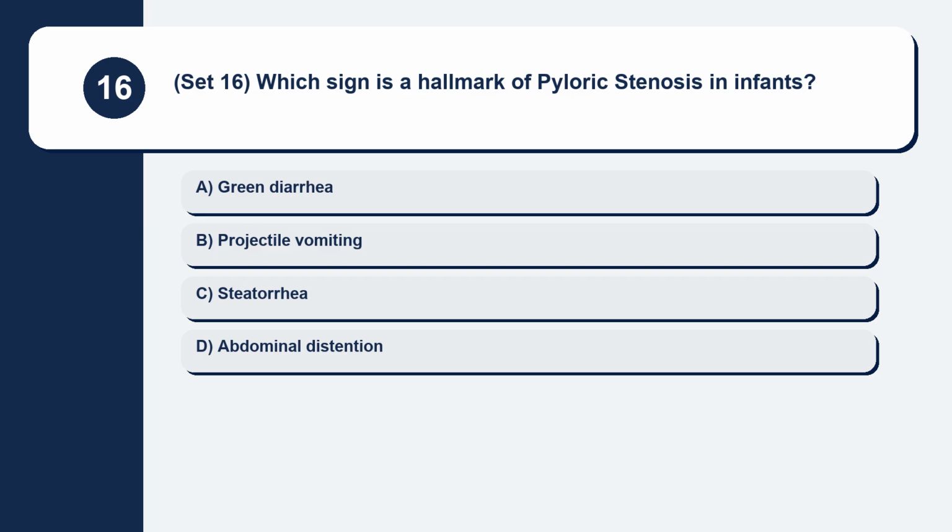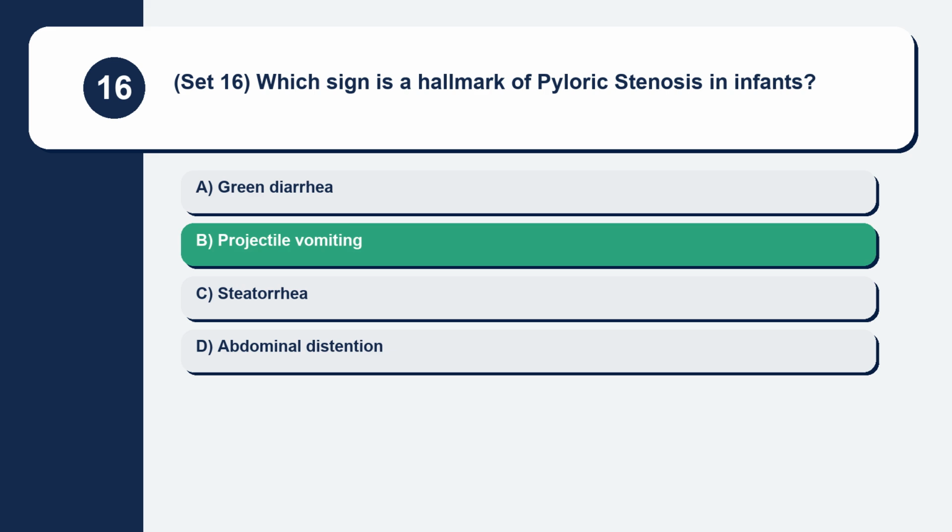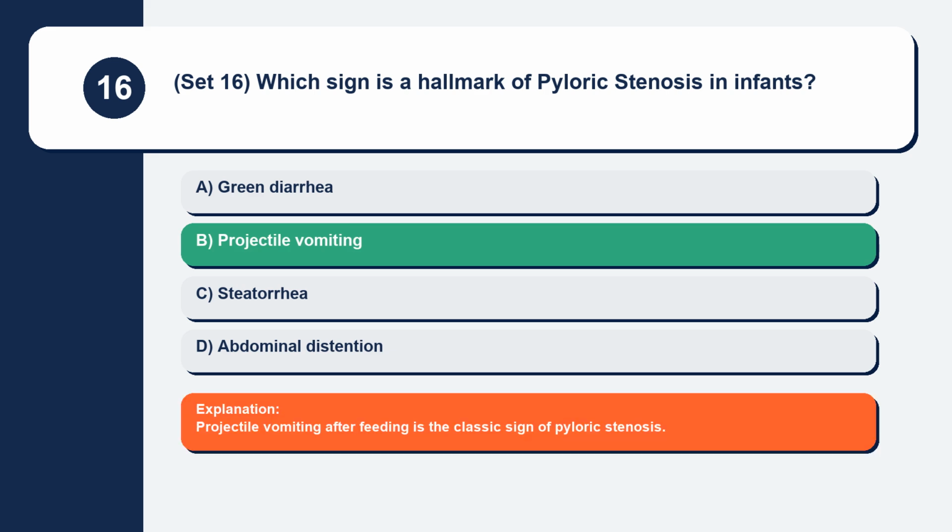Question 16. Set 16. Which sign is a hallmark of pyloric stenosis in infants? Green diarrhea, projectile vomiting, steatorrhea, abdominal distension. Projectile vomiting after feeding is the classic sign of pyloric stenosis.